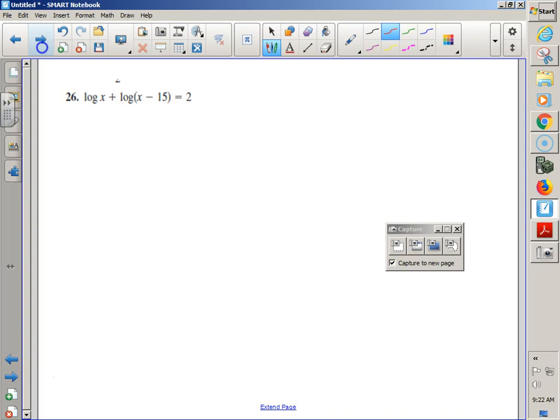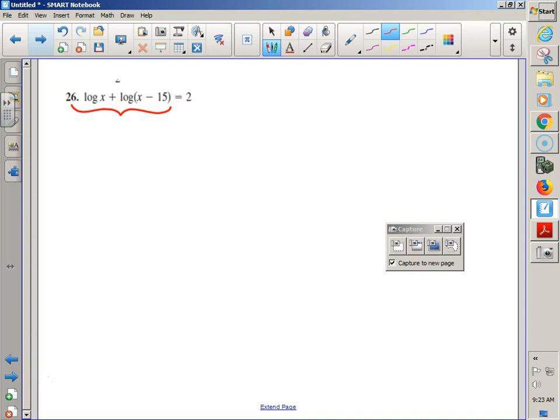Why am I saying 10 to the power? Because what kind of log is this? A common log. Yeah, log base 10. How do we undo a log base 10? We go 10 to the power of, but I am completely not allowed to do that until I somehow condense.